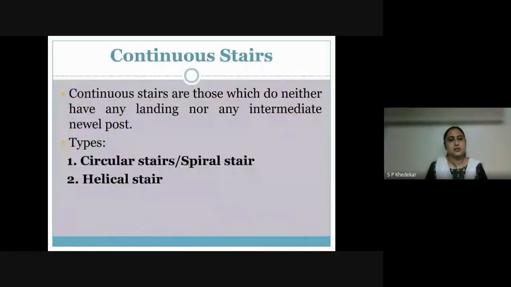And the last staircase is the continuous stair. These stairs do not have any landing or any intermediate post. So they are continuous, as the name indicates. There are two main types in this. The first one is circular stairs and the second one is helical stairs. We will see both.